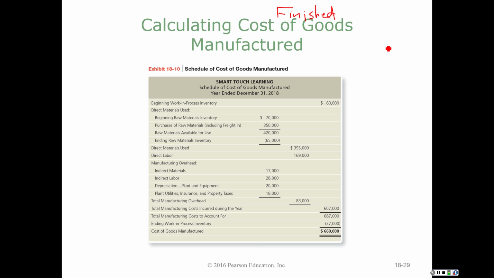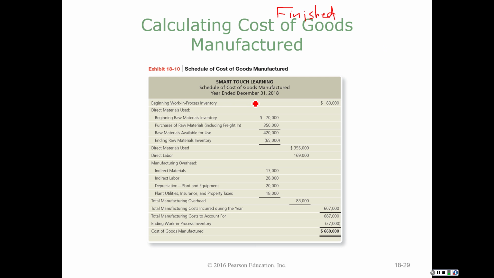I want to calculate the cost of finished goods manufactured, because the cost of my goods that have not been finished are sitting in work in process. And the cost of raw materials that have never been used are sitting in raw materials. So how do those all tie together? We've got this cost of goods manufactured statement.